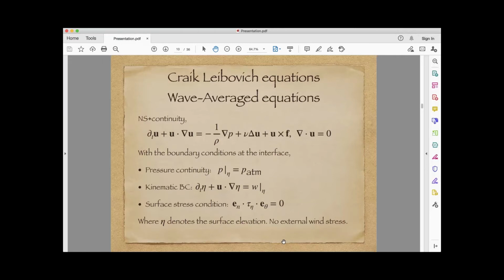So we are taking a simpler system where we are not considering any wind. We just have waves that are propagating. So we say that the surface stress at the interface is zero, so there's no external forcing from the wind on the system. Here I didn't mention eta is the surface elevation, and again there's no external wind stress. So we now have to derive the equation for the mean flow.